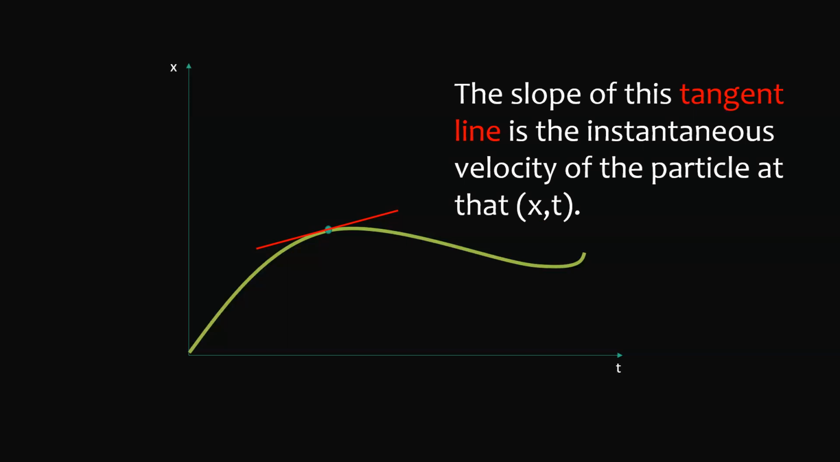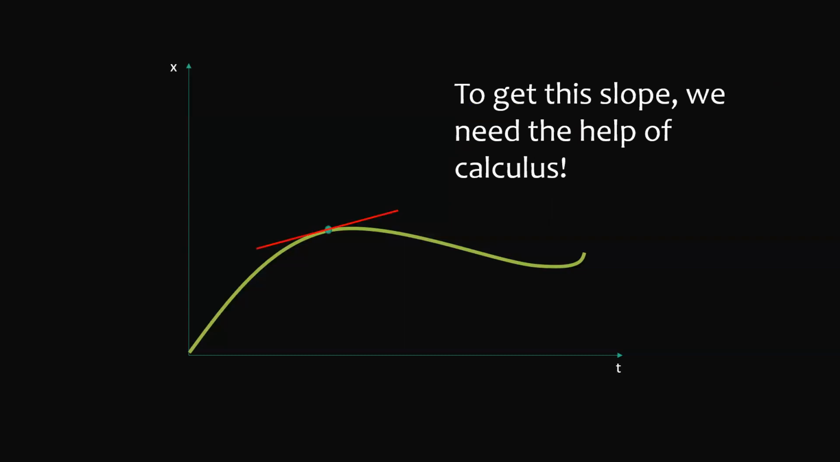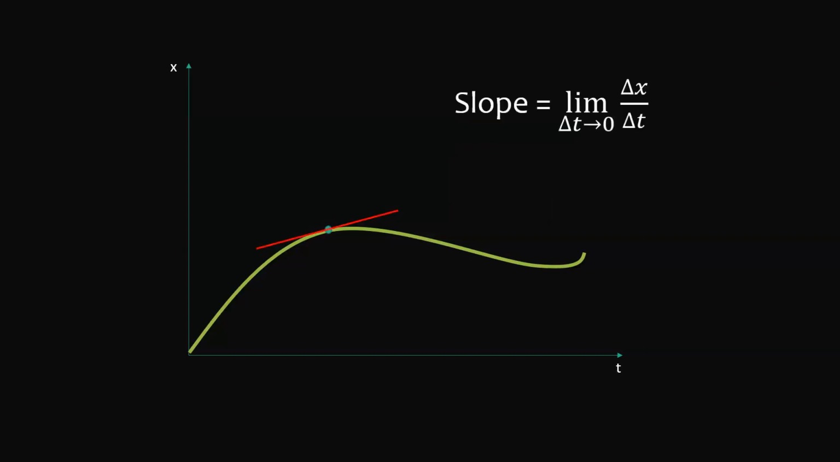So how do we do this? How do we create this tangent line? And how do we get the slope of this tangent line? To get this slope, we need the help of calculus. The slope of this tangent line is equal to the limit of the change in position with respect to the change in time as the change in time approaches zero.